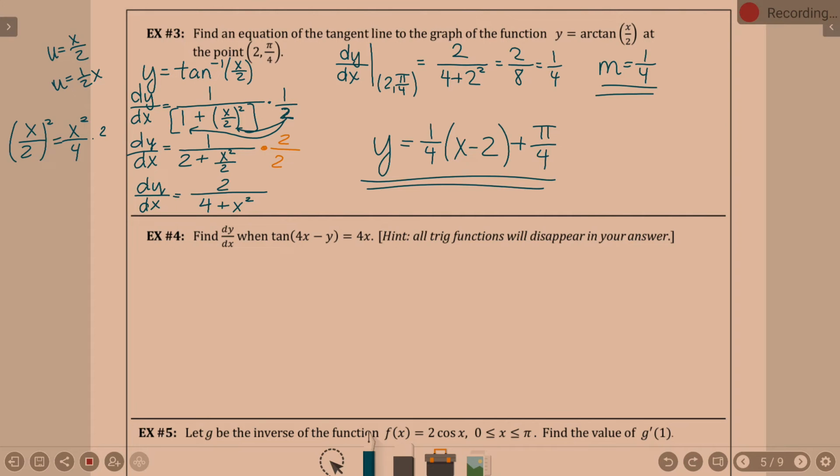Okay. Example 4. Find dy dx when tangent of 4x minus y equals 4x. Hint, all trig functions will disappear in your answer.